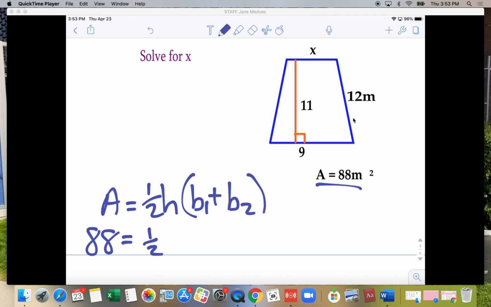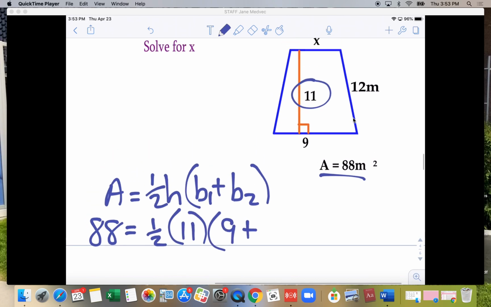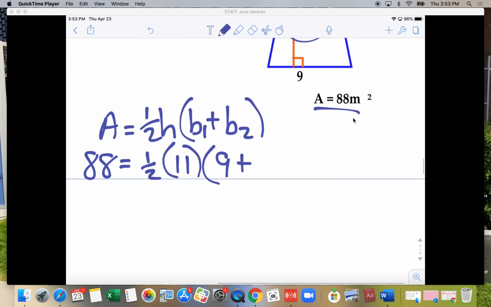I'm going to grab 12, and you're going to notice that they give me a lot of numbers. They gave me a 12 and they gave me an 11. When I'm looking at the height, I'm going to look at the 11 because I've got that right angle associated with it. So I'm going to grab the 11. Base 1, 9. Base 2, it looks like X. So that's what I'm going to try to find.